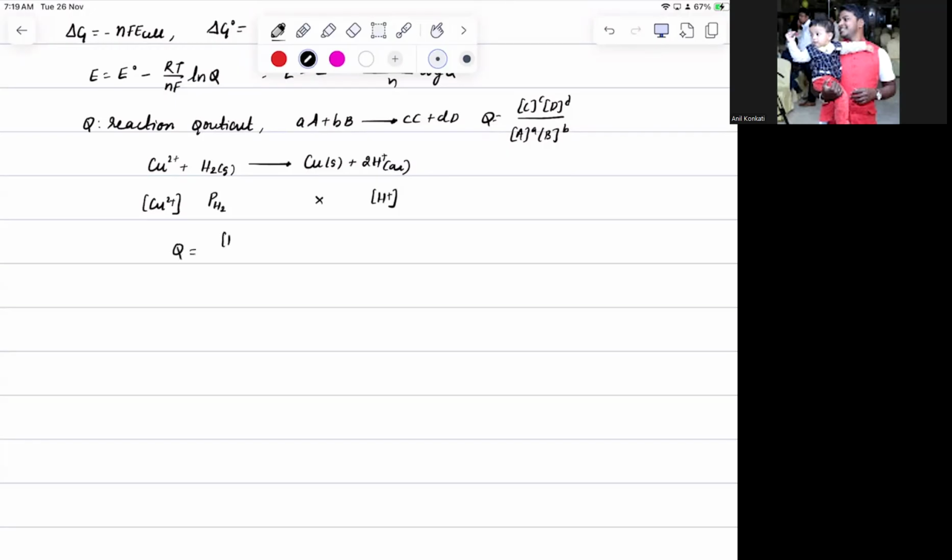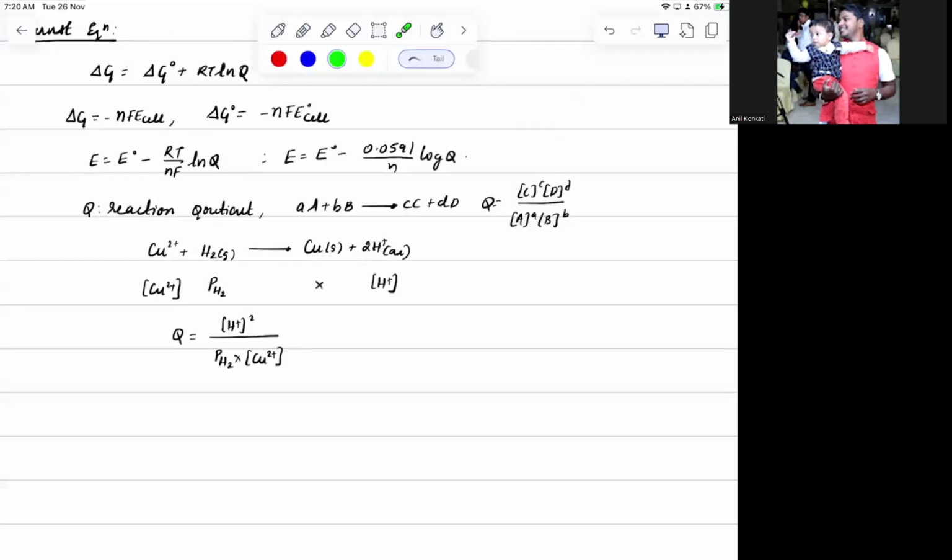So Q would be H plus square by partial pressure of H2 into concentration of Cu2 plus. So it's not like you have to convert this pressure into concentration term or something. It should be written the way it is. Clear? So this is the value of Q for this. Understood?